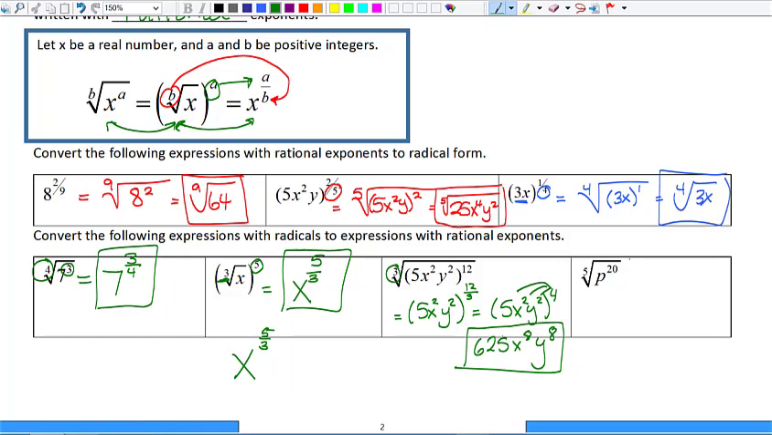On the last one, we have p stays the same. My exponent 20 stays in the exponent. The only thing that moves is the 5, and the 5 becomes the denominator in the exponent. Again, this one does reduce, so I'll do that. P to the 4. 20 divided by 5 is 4.